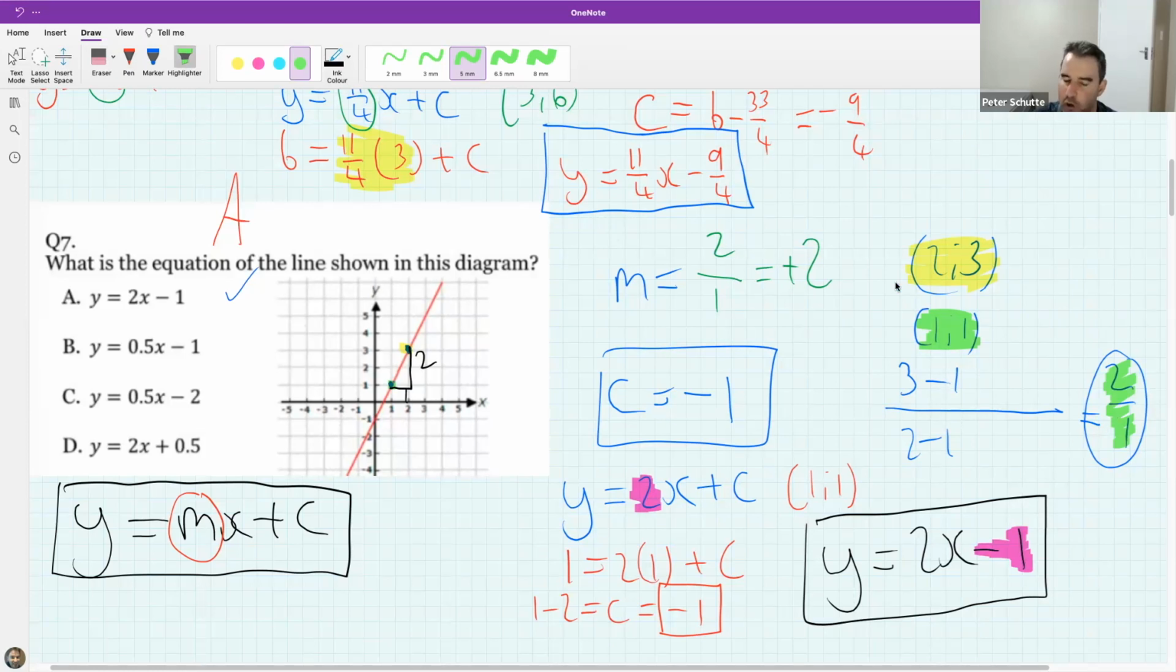Does that make sense? But I could also do it the long way by saying, what are my 2 points? They're yellow and green. And I worked out the gradient by saying the gradient formula is just y2 minus y1, like that, and then x2 minus x1. And I got the gradient, which was 2. And notice how it's the same value.